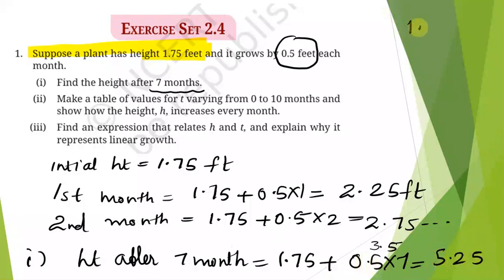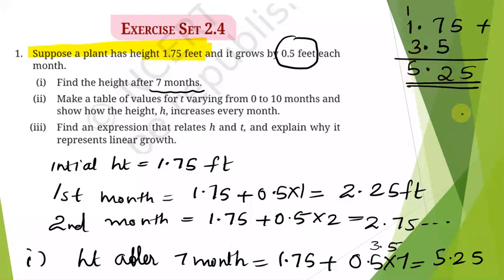Like this, 1.75 plus 3.5, so this will be 5.25. Otherwise you can do the mental calculation: 3 plus 1 will be 4, 0.75 plus 0.5 will be 1.25, so 4 plus 1 is 5, and 5.25. So anyway, after 7 months you will get 5.25 feet.